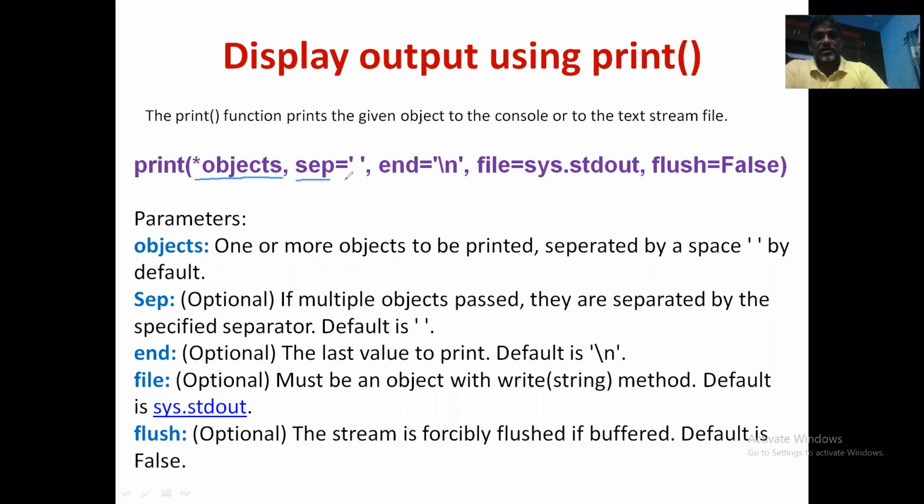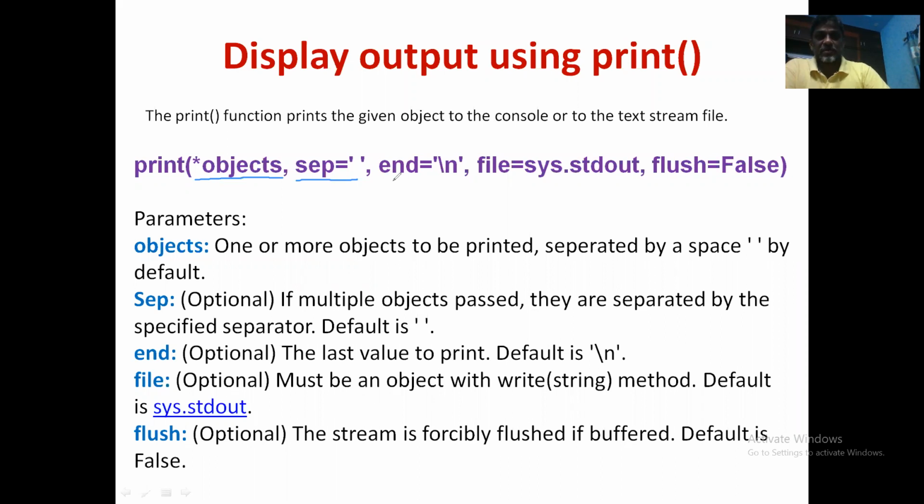comma, sep is equal to, you can specify any delimiter to separate the objects mentioned here, because either you can mention a single object or you can mention multiple objects here. If you mention a single object, then there will be no separator required. If you have multiple objects, then you need to separate them with some delimiter. You can mention it here. Okay, by default the separator is going to be space.